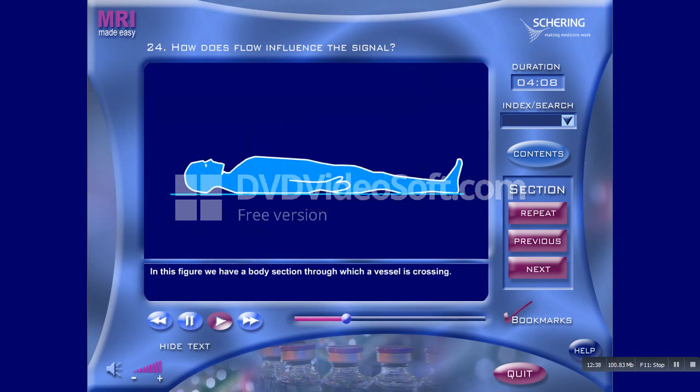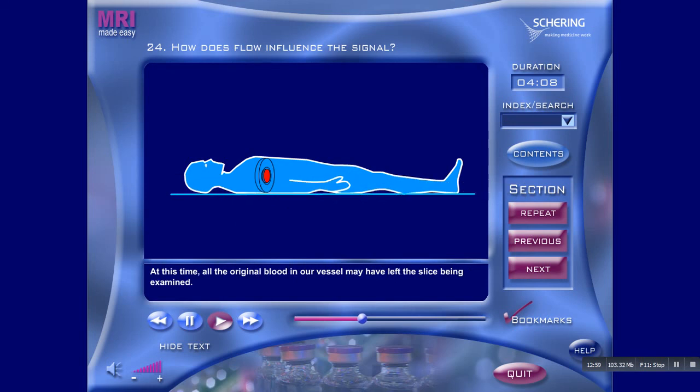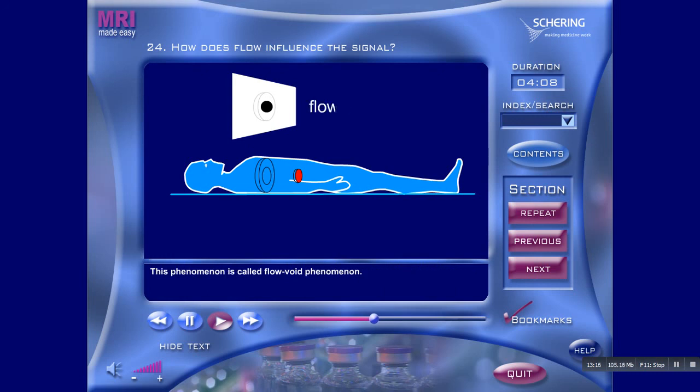In this figure, we have a body section through which a vessel is crossing. When we send in our first 90-degree pulse, all the protons in the cross-section are influenced by the radio wave. After we turn the RF pulse off, we listen into the section and record a signal. At this time, all the original blood in our vessel may have left the slice being examined. So there is no signal coming out of the vessel. It appears black in the image. This phenomenon is called flow-void phenomenon.